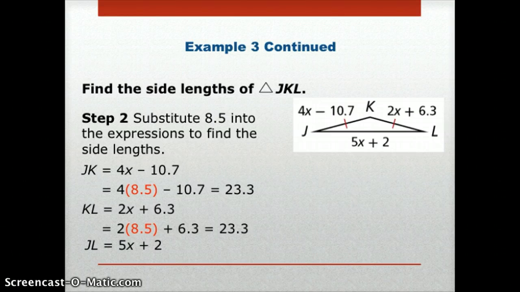And then I plug into the last one. I plug 8.5 in for x, solve, and then I get 44.5. So those are the three measures of our triangle. We're going to do one more like that.